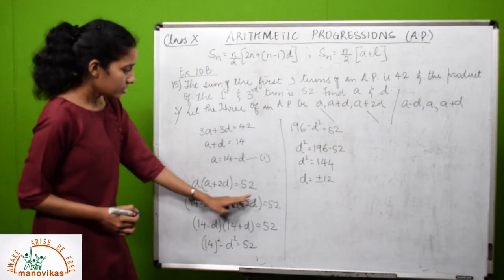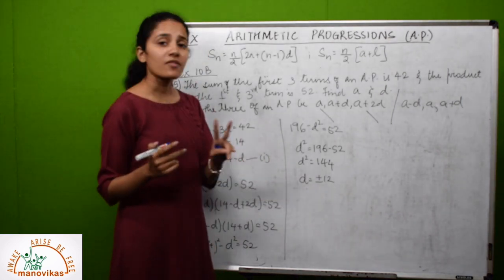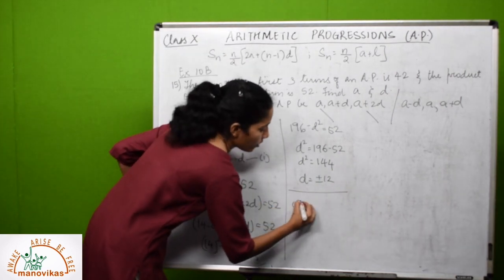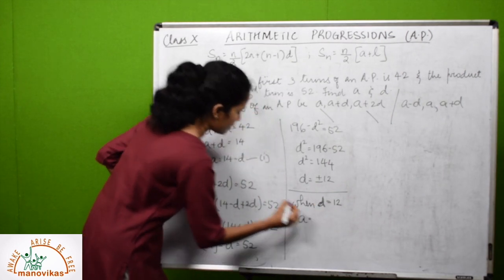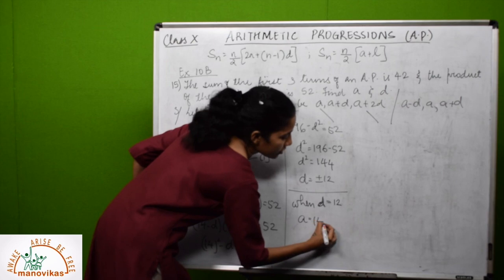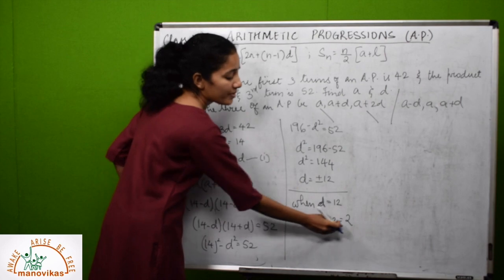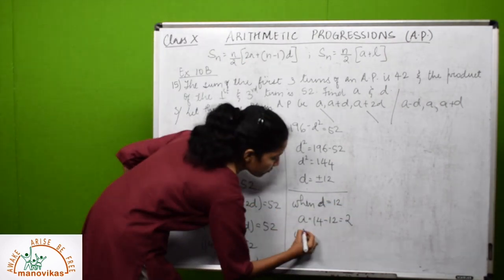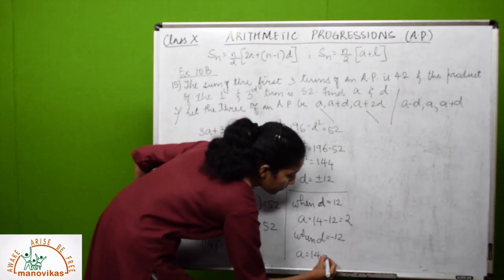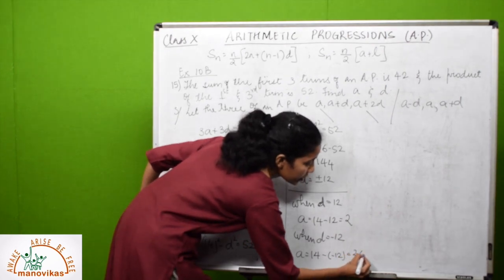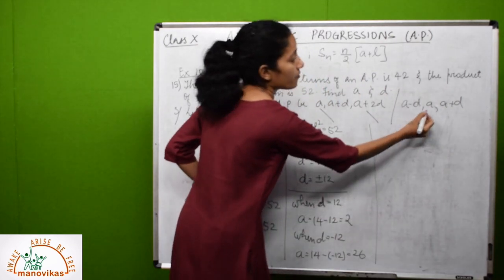Since the difference is giving two values, one positive, one negative, there will be two cases. When D is equal to 12, A will be equal to 14 minus D, which is 2. So when D is positive 12, A will be 2. That is the first term. And when D is equal to negative 12, A will be 14 minus of minus 12, which is equal to 26. The same thing you can do with this formula as well, using these terms.